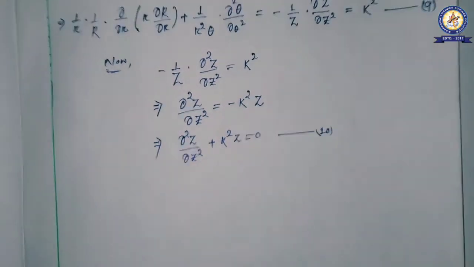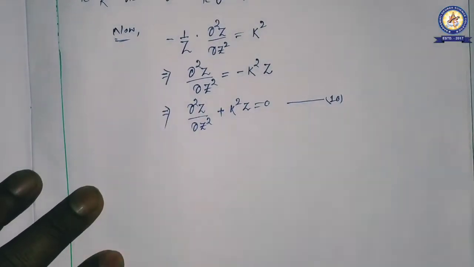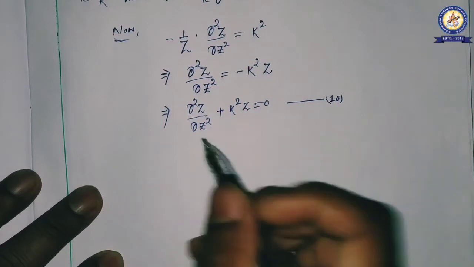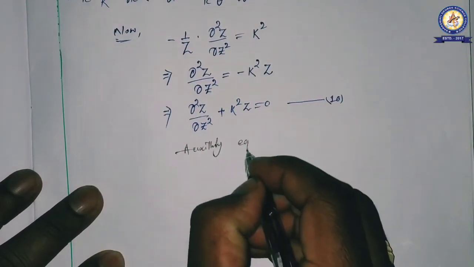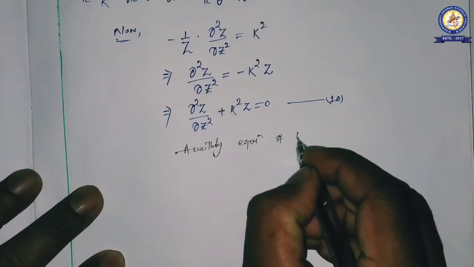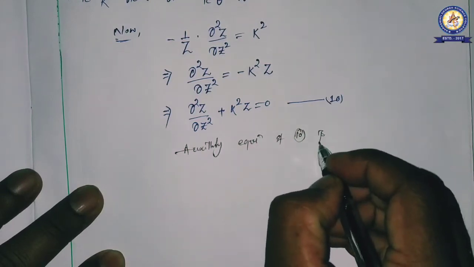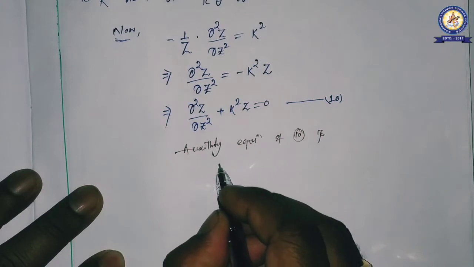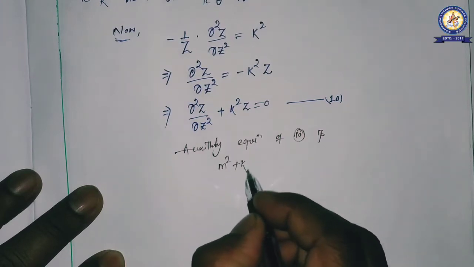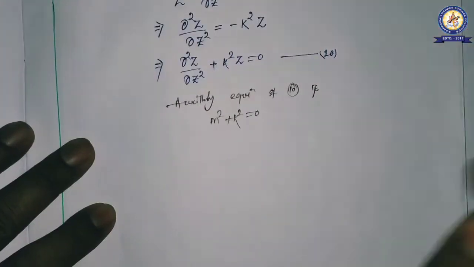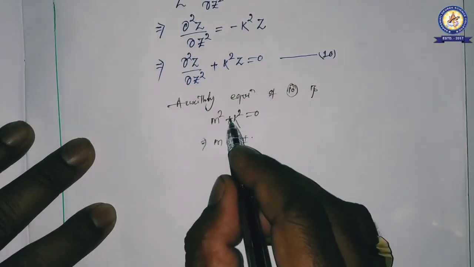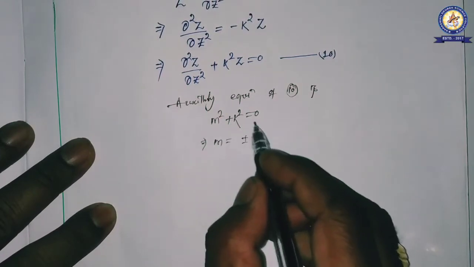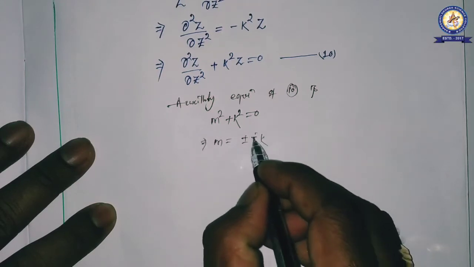Now if we consider the auxiliary equation of equation number 10, the auxiliary equation of 10 is how much? That is m square plus small k square equal to 0. That implies m equal to how much? Plus or minus, if k moves to this side, minus k square, so it will obviously be plus or minus ik.